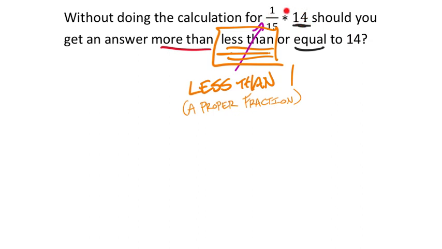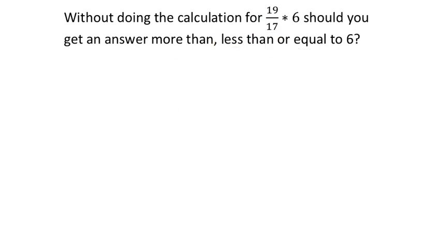Now look at the other factor, okay? Is that going to produce a product that is more than, less than, or equal to the factor we were looking at? Well, you just got to see, is it a proper fraction? Is it less than 1? Is it 1, or is it greater than 1, which would make it either a mixed number or an improper fraction. That's it. We'll do the same thing on this one without doing the calculation for 19/17 times 6.